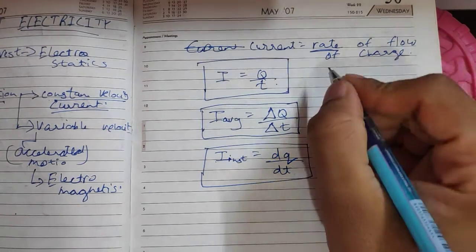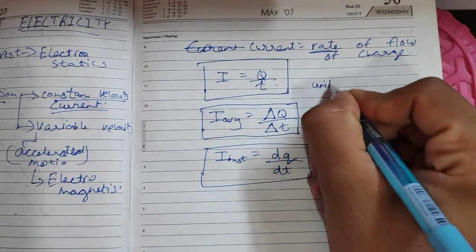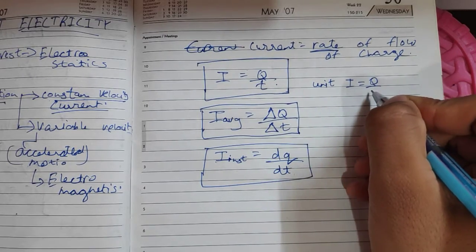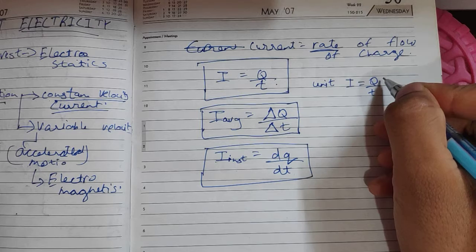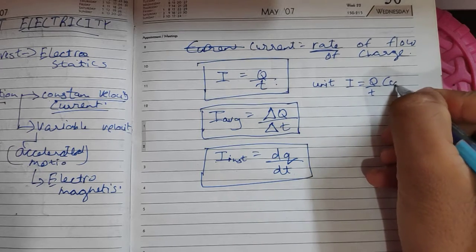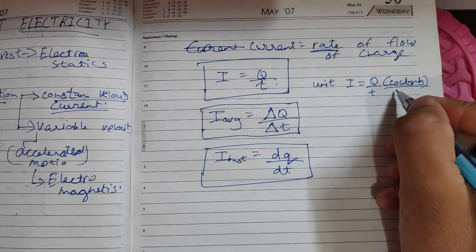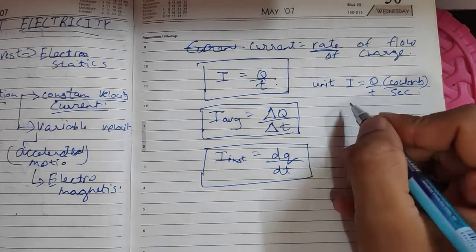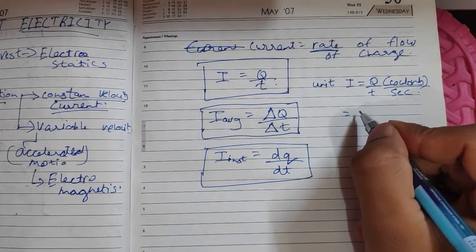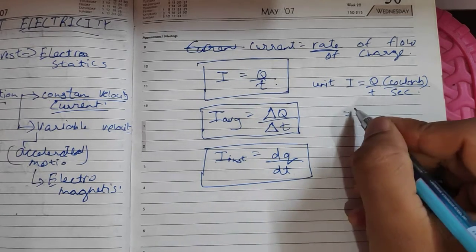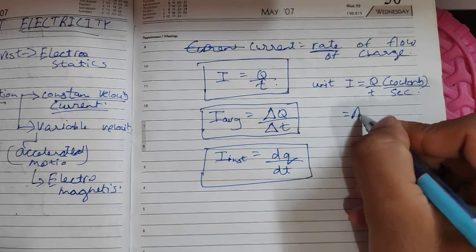Now we'll move towards the unit. What will be the unit of current? You know I is equal to q by t. The unit of charge is coulomb and time is second, those are SI units. So coulomb upon second. What do you mean by coulomb upon second? And the unit of current is ampere.